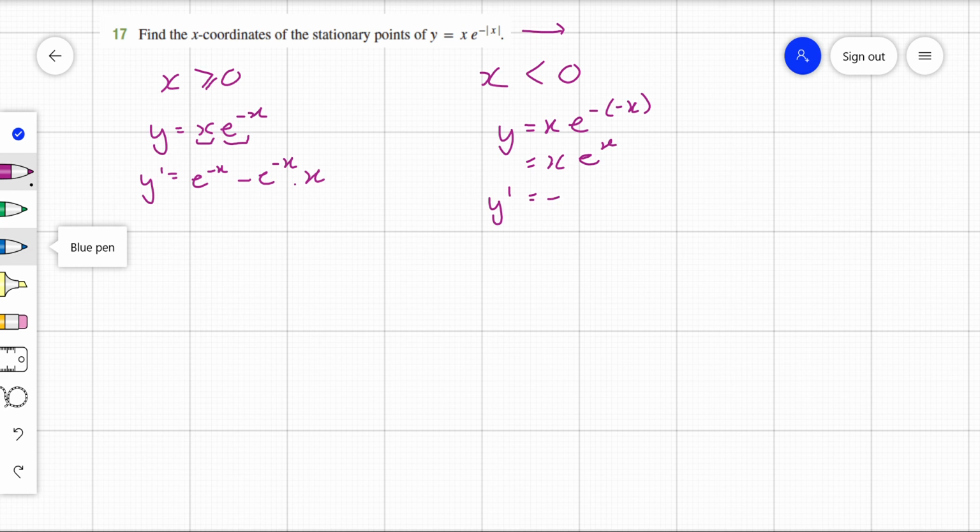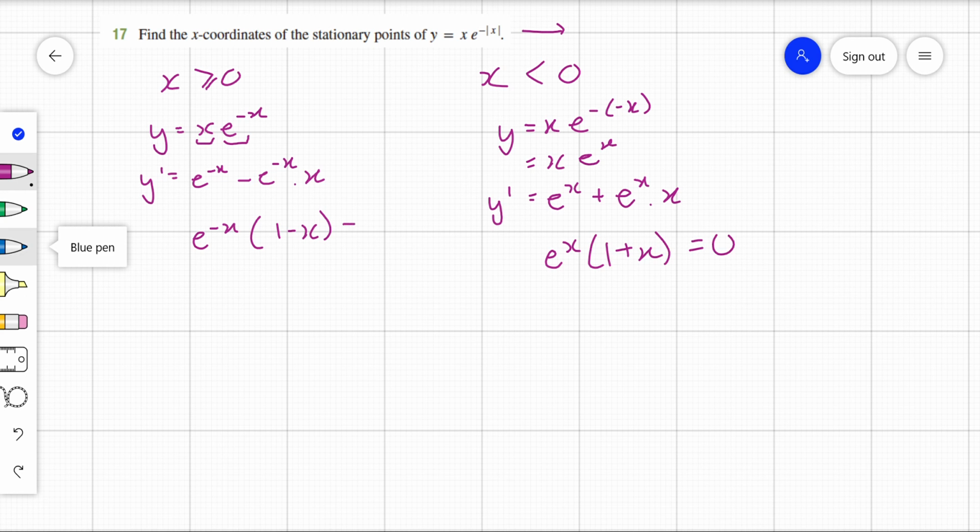Let's do the same here. Differentiate the first, which is 1, so e to the x, plus differentiate the second, which is e to the x, times x. You can see for both of those, this one I can factorize by e to the minus x, and this one I can factorize by e to the x.